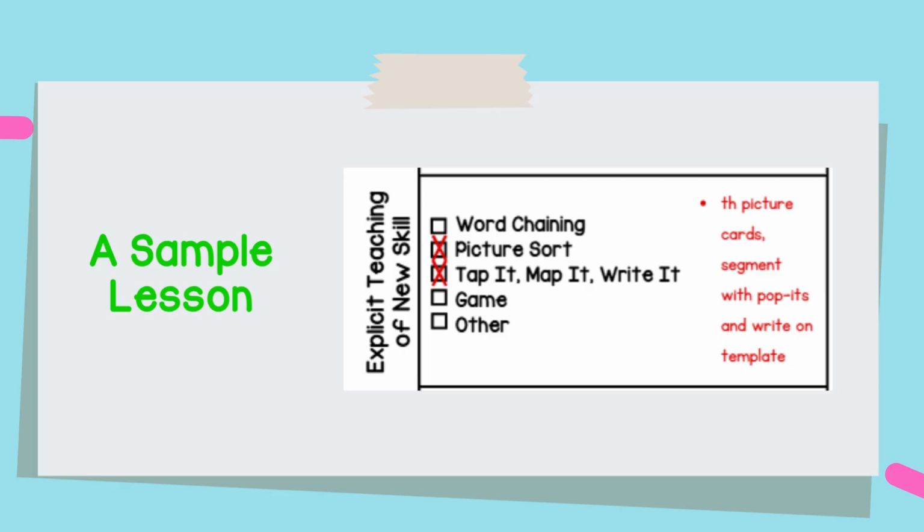And then I'm going to reinforce it with some picture cards. And I'm going to have picture cards with TH on them, and we're going to go through them and talk about where we hear the TH in those words. And then I'm going to use the tap it, map it, write it, and we're going to spell those TH picture cards. And if we need those poppets, we will pull those in for that kinesthetic work.